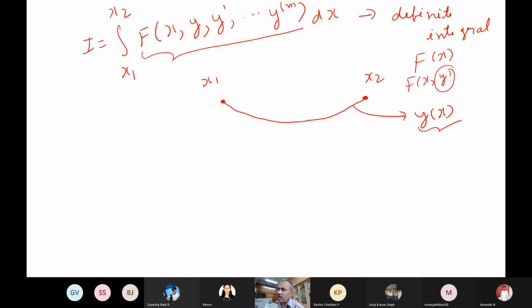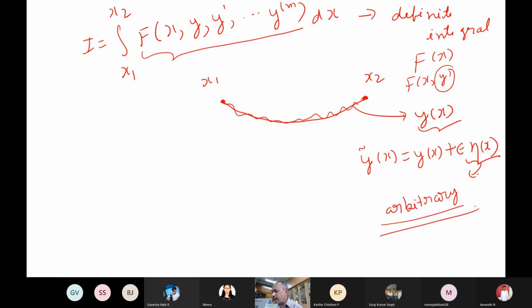Now in calculus of variations, we consider all the paths. This is one path, y of x. I can have another path also, something like this. This may be another path. I will write this path as approximate: y bar of x is equal to the exact value plus epsilon times eta of x. This is something arbitrary.